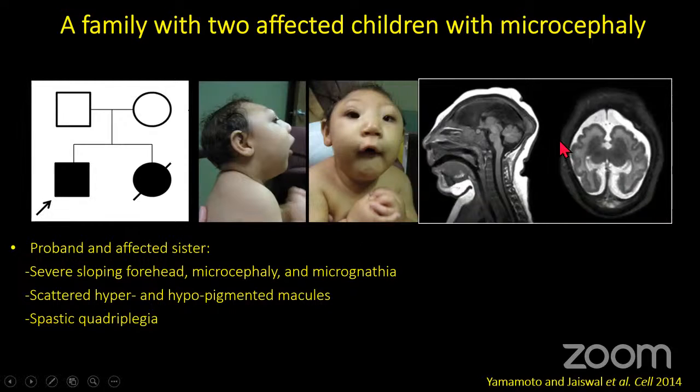And here you can see his brain, which is very small. There are very few gyri basically here. So when this family came to this hospital where we were, they said, okay, the kid has this problem, what can we do? Because the first daughter was also the same, can we find out which gene is causing this disease, and is there a way to cure it?